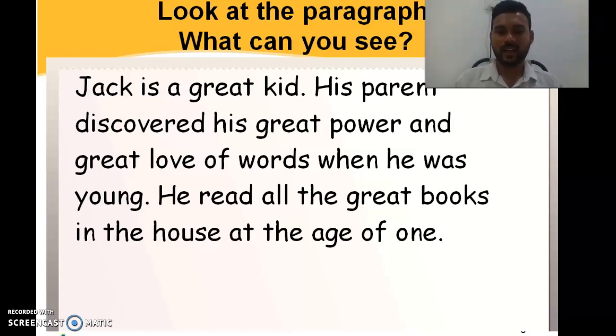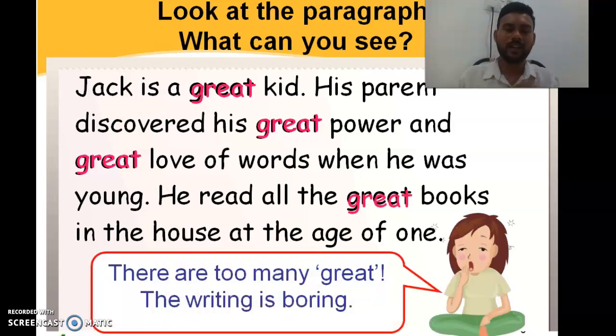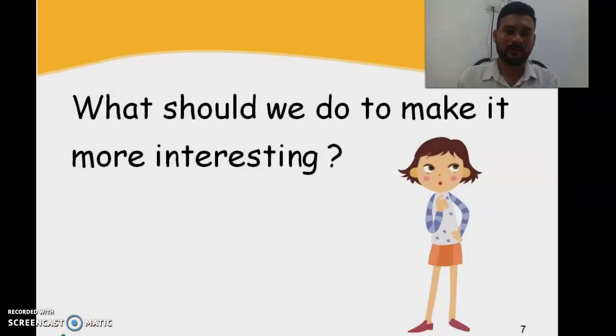In each sentence there is one common word that you can interlink with the other sentences. The word is, of course, great: in the first sentence great, in the second sentence also great, in the third sentence also great, in the fourth sentence there is the word great. If the word repeats again and again in different sentences like this, don't you think it is boring? Yes, obviously it is boring.